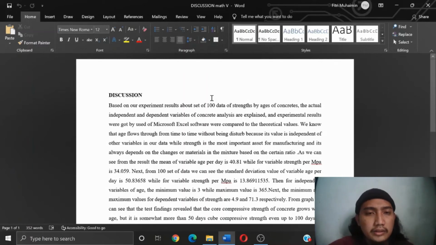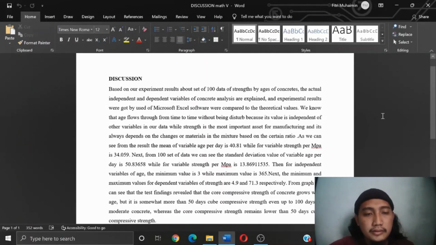So this is the discussion for the project based on our experiment result about a set of 100 data of strengths by age of concrete. The actual independent and dependent variables of concrete analyzed are explained. An experimental result we got by use of Microsoft Excel software, we compare to the theoretical values.